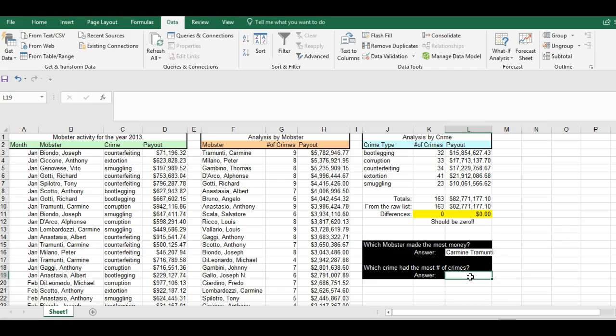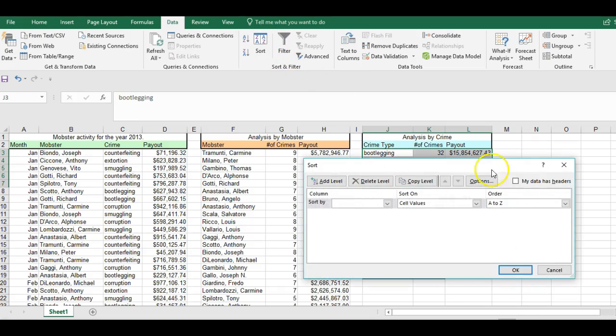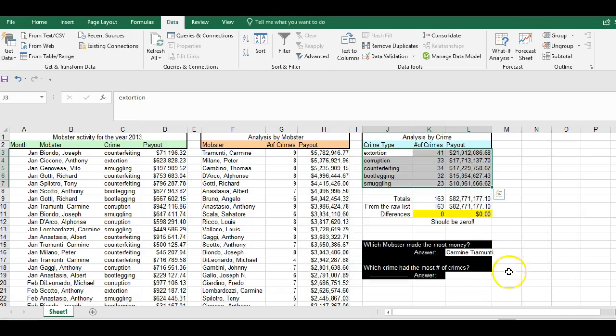Okay, so now it wants to know which crime had the most number of crimes. In other words, which crime was more prevalent. And it's really easy for me to look here and see that it's going to be extortion, but I'm still going to just sort them just to be safe because I don't trust myself. Notice I'm only highlighting from J3 down to J7, so I'm going to do sort again, and we want to sort by L. Column L has no header row. We're going to sort from largest to smallest. And it is in fact extortion. So I'm going to put extortion.